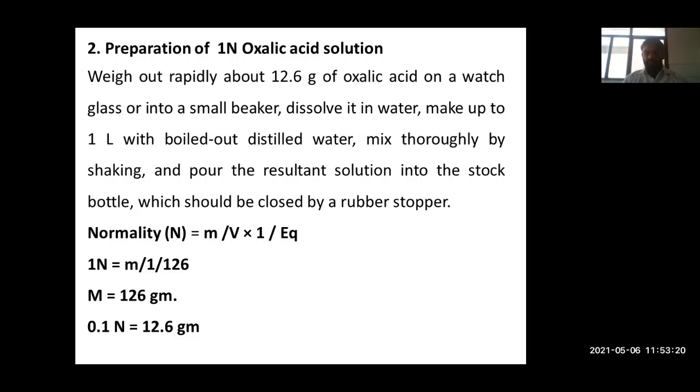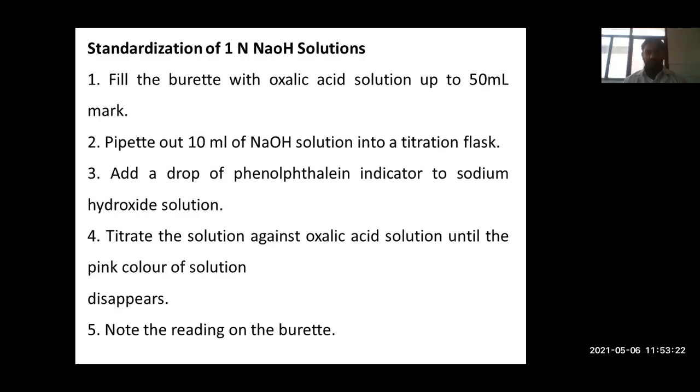Then we can place this in a stoppered bottle. Before going for the actual experimentation or actual assay, we have to first standardize the sodium hydroxide solution. For that, first fill the burette with the oxalic acid solution up to 50 ml. As I have already told you, oxalic acid is a very pure acid and it can be used as a primary standard. Then pipette out 10 ml of sodium hydroxide solution into a titration flask.